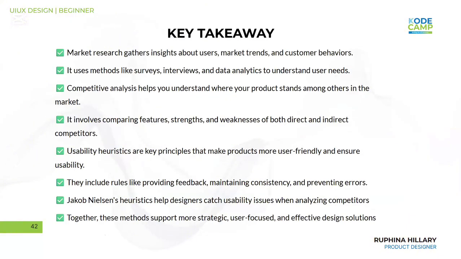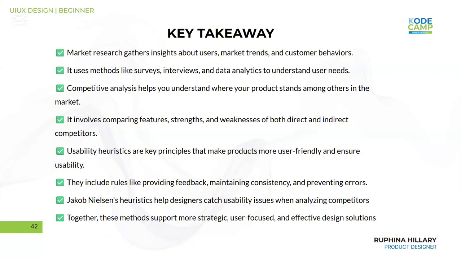So the key takeaway from this class, first of all, is market research. We talked about market research. Market research is done to gather insights about users, market trends, and customer behaviors. It uses methods like surveys and interviews, which are part of primary research, and data analytics, which is part of secondary research. Then competitor analysis helps you understand where your product stands among others in the market. It involves comparing features, strengths, and weaknesses of both direct and indirect competitors.